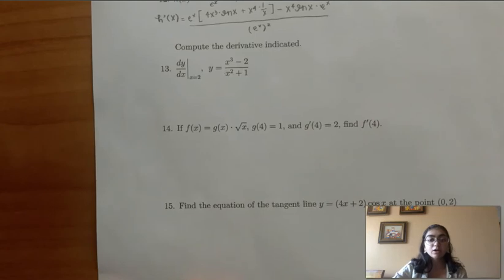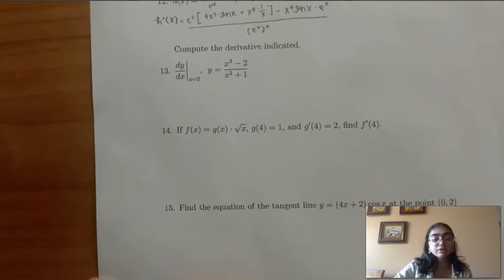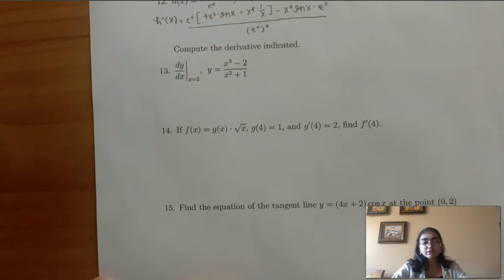Now this problem has the same idea as all the other problems we've done on this worksheet, except we have to add an additional step. So dy over dx basically just means that you need to take the derivative of y. And then the vertical line and the x equals 2 means that after you've taken the derivative of y, you have to plug in 2 for every x in the derivative. So our first step is just taking the derivative of this function.